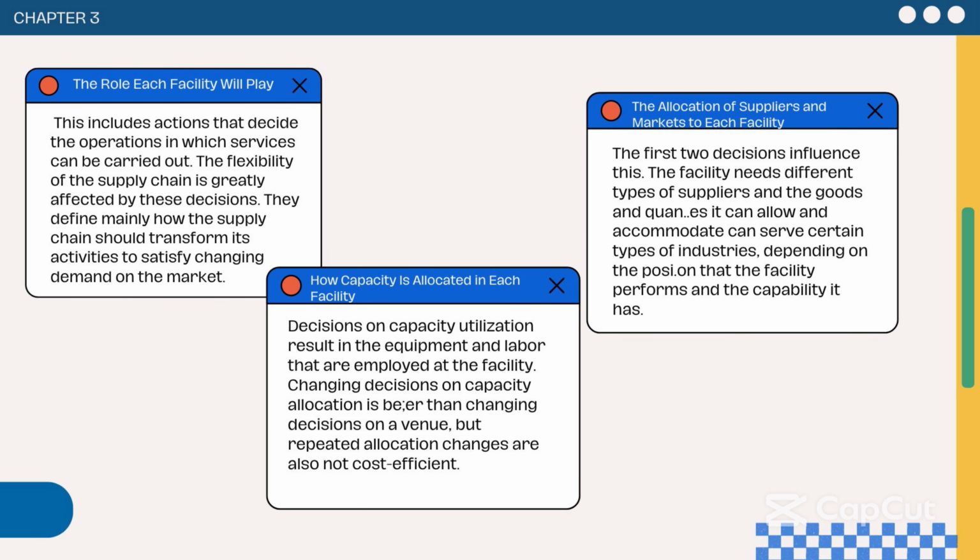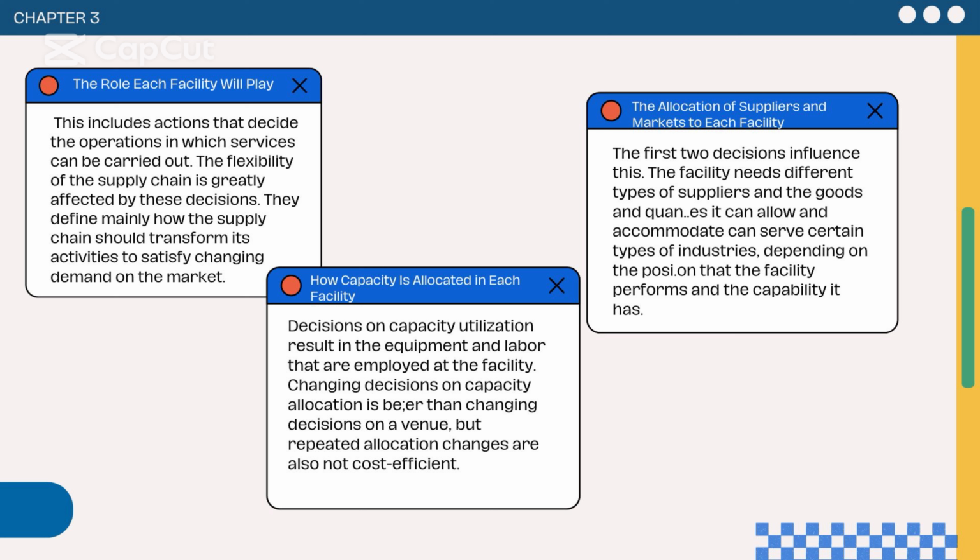The first one is the role each facility will play. This decision determines what tasks a facility will handle, which impacts how flexible the supply chain is. If a facility focuses on just one market or service, it may struggle to adapt to new demands or service other markets without major changes to the supply chain.